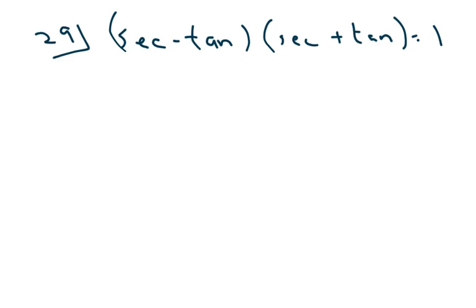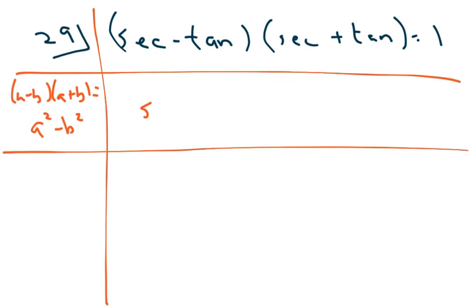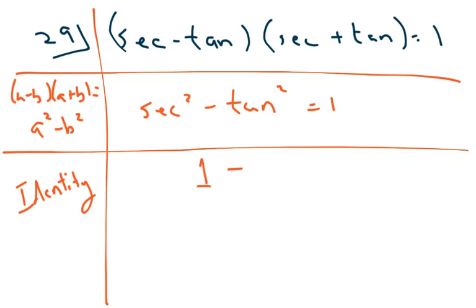Okay, and this one is based on the fact that a minus b times a plus b equals a squared minus b squared. So that's what I'm going to do here. I'm just going to write this as secant squared minus tan squared equals 1. And since this is an identity, we have 1 equals 1.